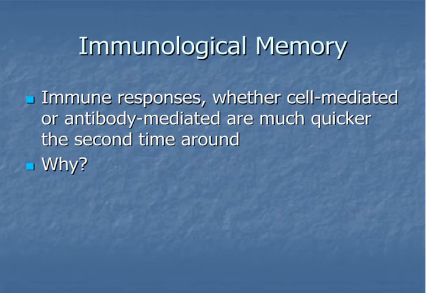So one of the things that makes the adaptive immune response different from the non-adaptive or non-specific immune response is that we have immunological memory. That is, once we come in contact with an antigen once, we will remember that antigen and be able to deal with it more efficiently the second time around. Now, why does this work?